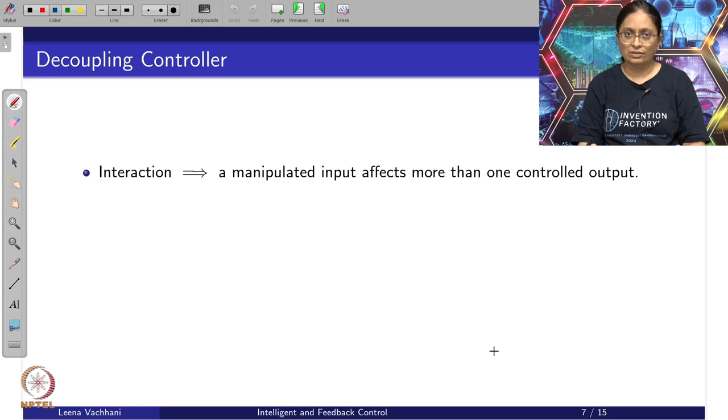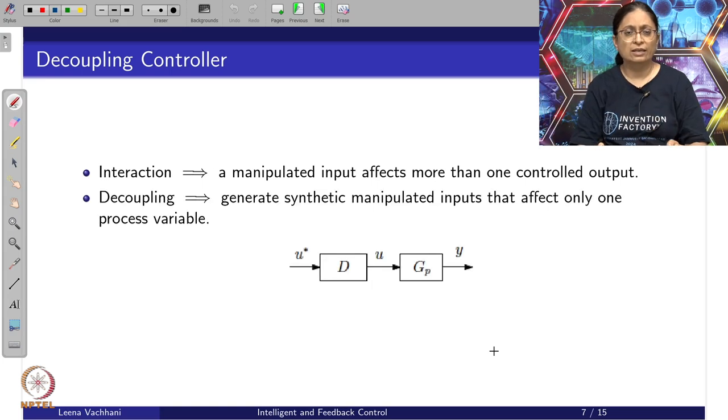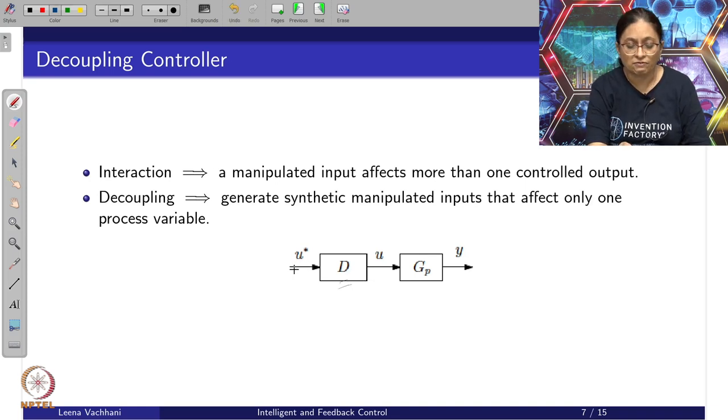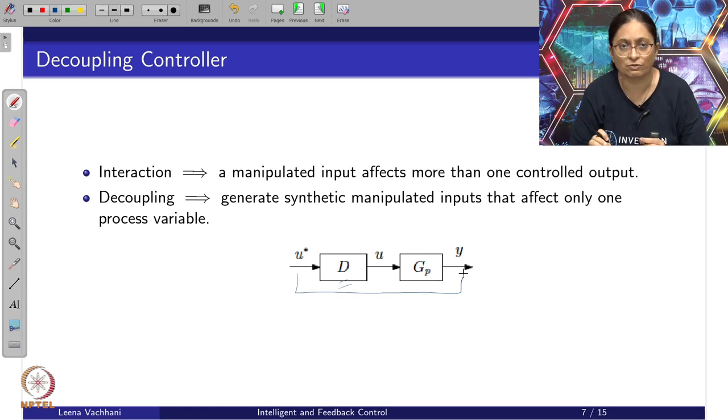So what we have is an interaction which results in a manipulated input affecting more than one controlled output. If that is the case, then we have a decoupler, which will have this D block sitting here and transforming, giving U star and Y such that it affects only one process variable now. We need to figure out what this synthetic manipulated input is first of all, but at the same time it is chosen such that there is a pairwise relation, so now I am able to do the pairing.